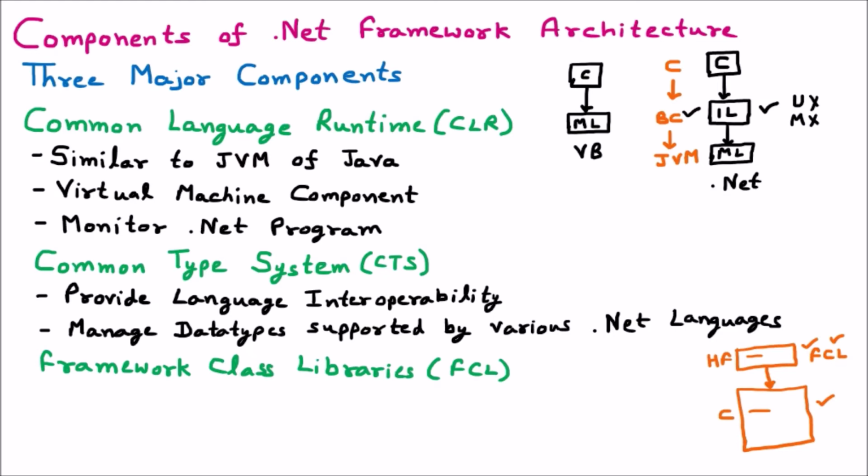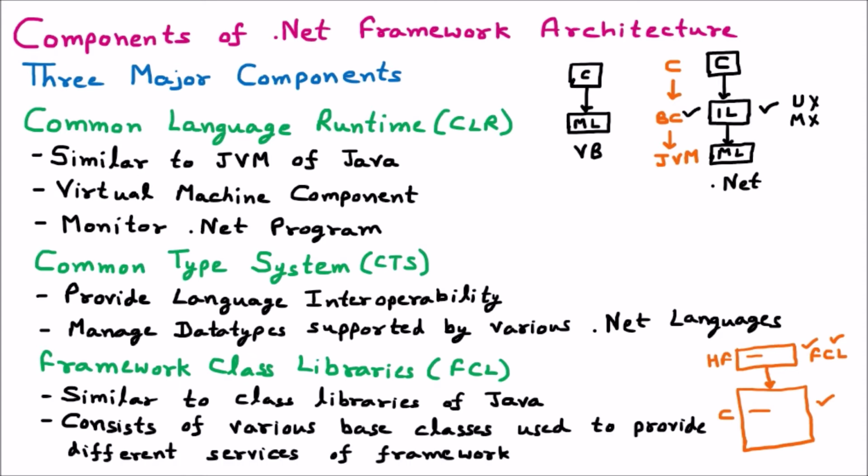So we can say that this FCL, or the Framework Class Library, is similar to the class libraries of Java. Just like in Java we have packages, here in .NET we have libraries. And what they are doing is providing functionality to the program. That's why we can say that it consists of various base classes used to provide different services to the framework. So that means this framework class library contains various classes, and from these classes we can provide functionality to the .NET program.